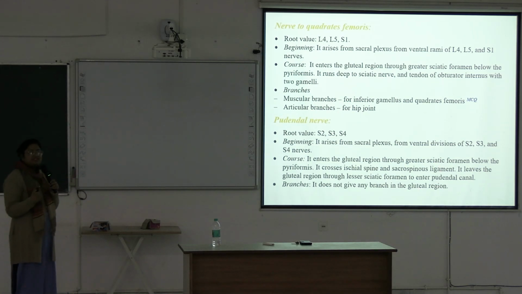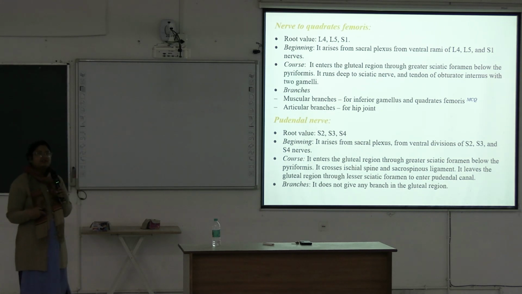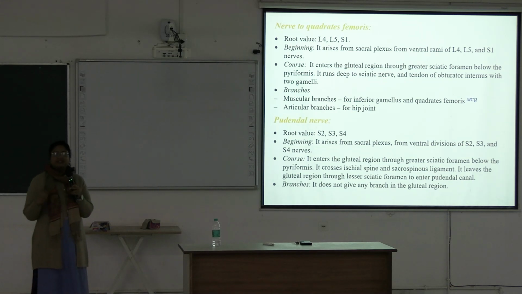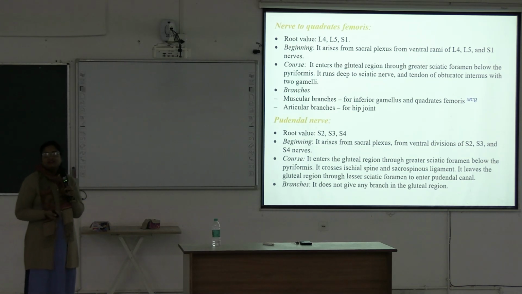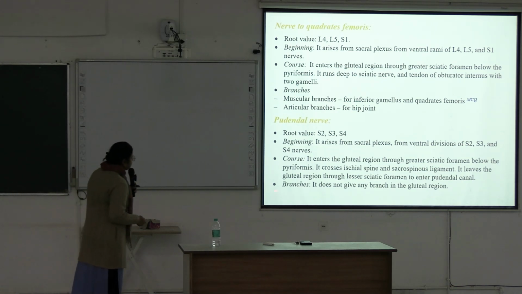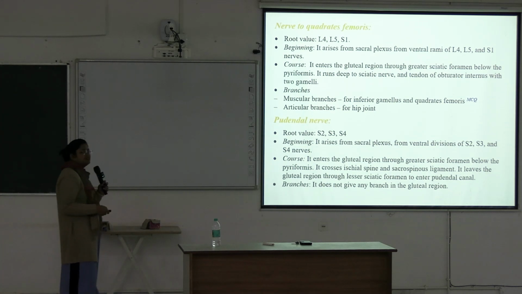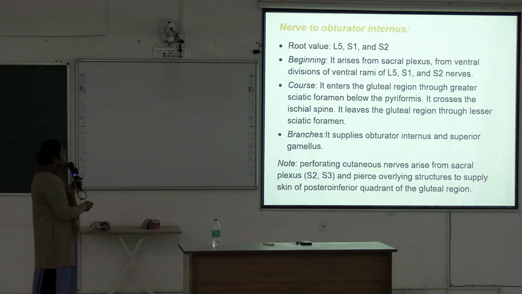This is one of the structures of the PIN structure. PIN structure you remember: pudendal nerve, internal pudendal vessels and nerve to obturator internus. Okay, very frequently asked in viva, OSPE, MCQs, PIN structure. Branches: it does not give any branch in gluteal region.